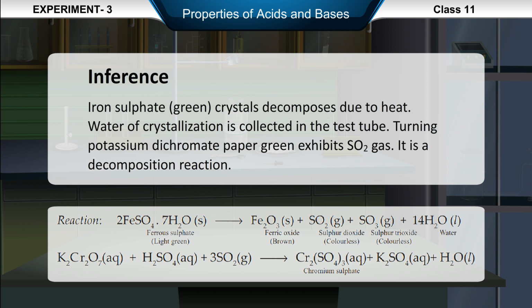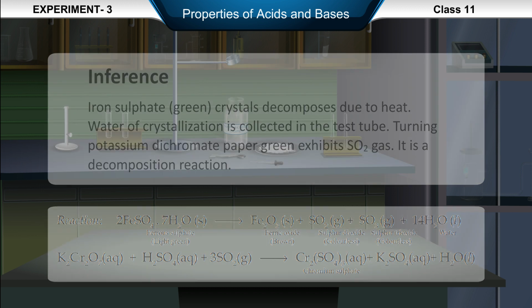K2Cr2O7 in aqueous state plus H2SO4 in aqueous state plus 3SO2 in gaseous state results in Cr2(SO4)3 in aqueous state, chromium sulfate, plus K2SO4 in aqueous state plus H2O in liquid state.